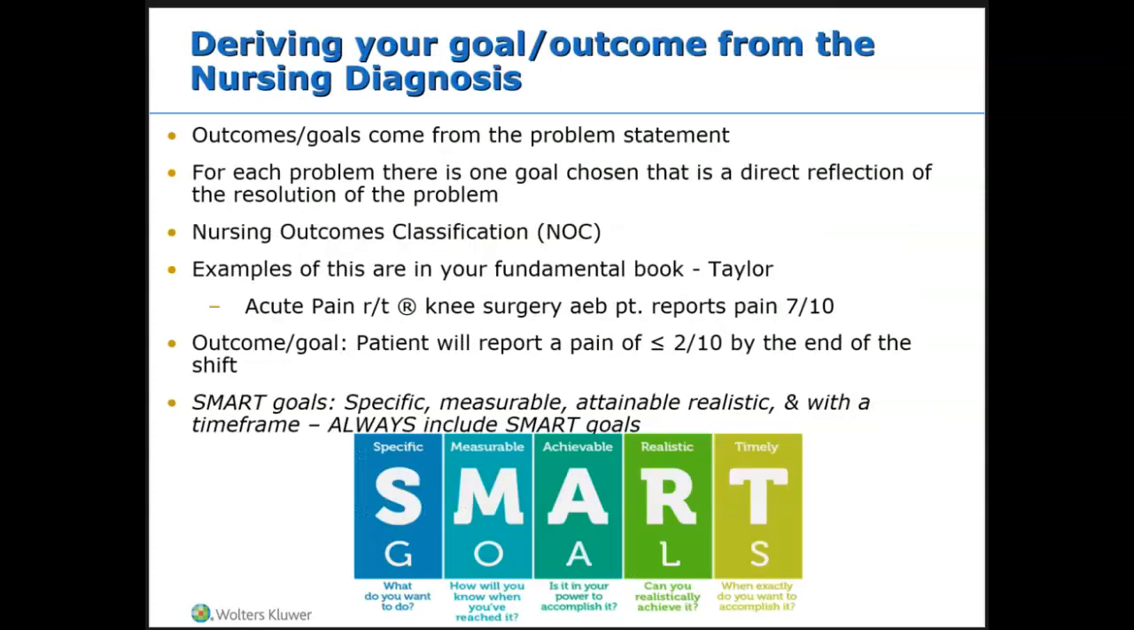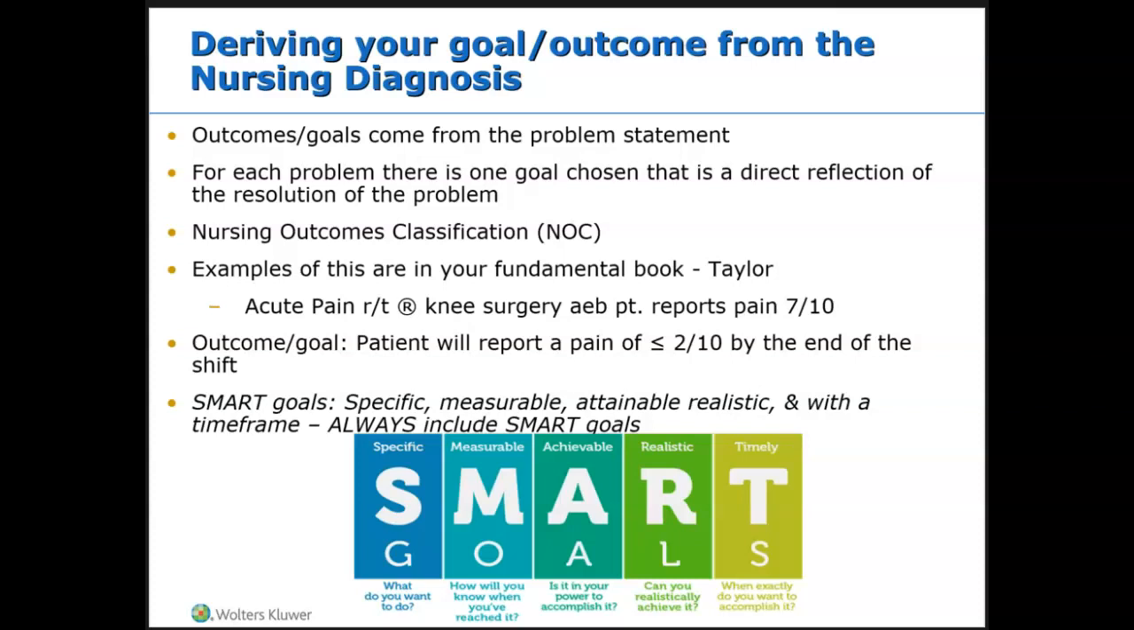Your goal or outcome is derived from the problem statement. Basically, your goal should be to eliminate the problem, right? Seems pretty straightforward. You only need to select one goal per problem. The Nursing Outcomes Classification, or NOC, presents these goals in some standardized language. So this is a good initial guide to use, but please remember, your outcome should be very specific to your patient. So it's a great guide to use though.